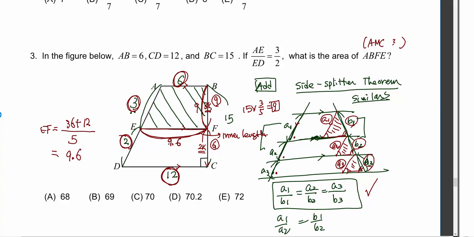This is the base. Now let's find the area of this one. Base 1 plus base 2, 9.6 plus 6, times height 9, divided by 2. This is 15.6 divided by 2 is 7.8, times 9, right? That's 70.2. Choice D is the answer. This is a little more work because we use two theorems. One is the side splitter theorem. The other one is the inner length theorem.